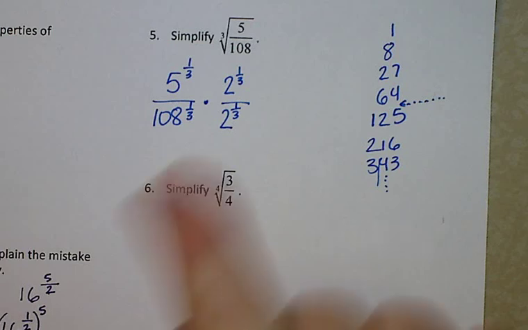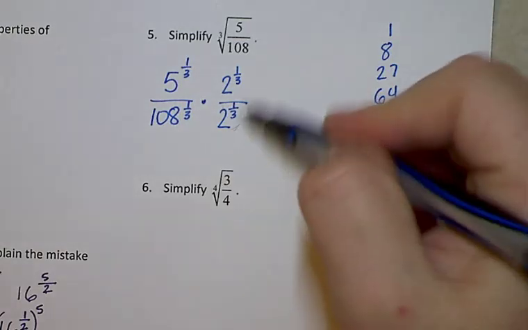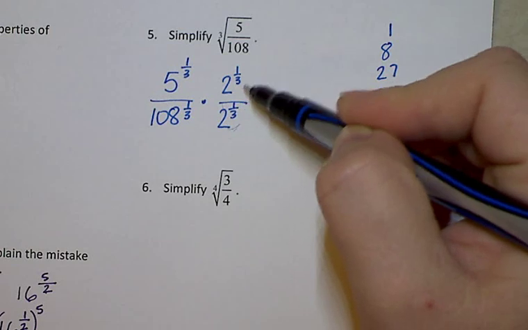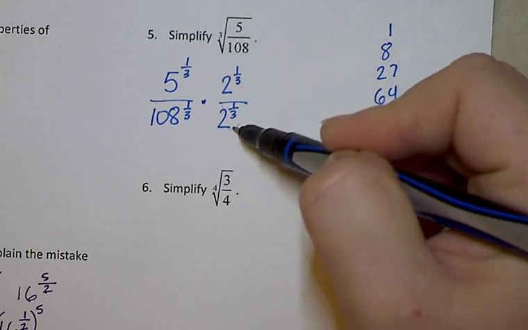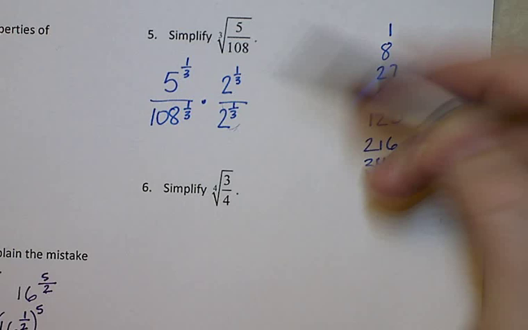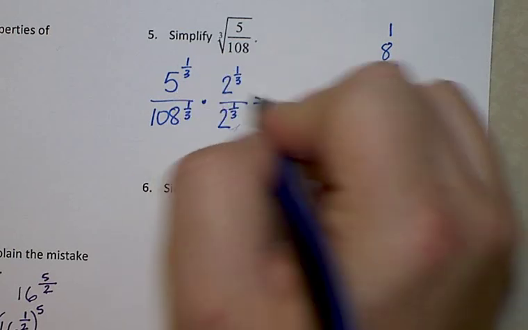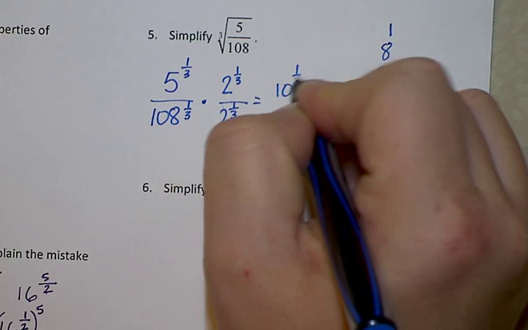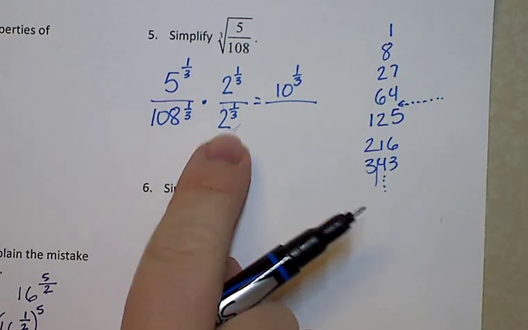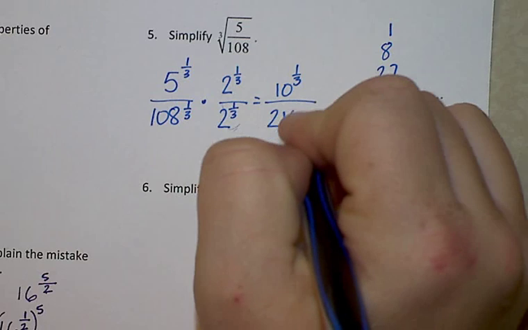So we're multiplying a quantity. Really, this quantity is equal to 1 because you have the same value on top as you do on the bottom, so it's not changing this original value. When you multiply, because you have the same exponents, 5 times 2 is 10 raised to the 1/3. 108 times 2 we just learned was 216 raised to the 1/3.